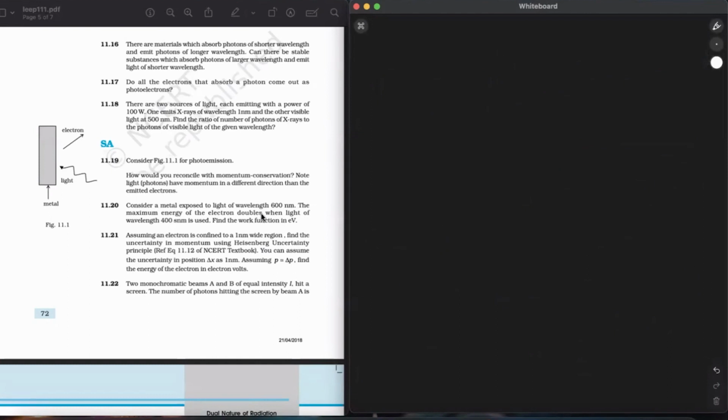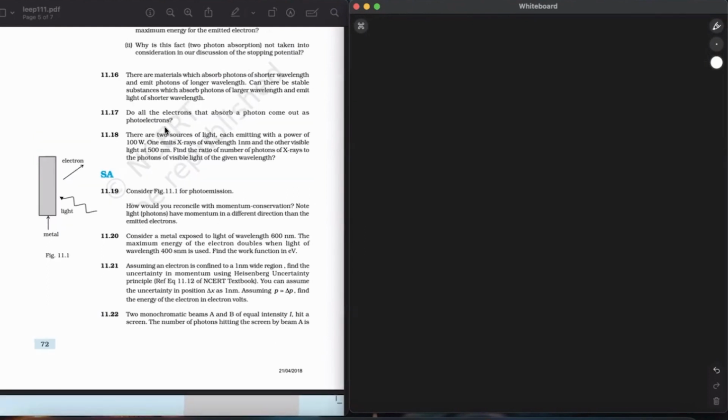Now let's see the next question. Question number 17. Basically, it is a short answer kind of question: do all the electrons that absorb a photon come out as photoelectrons? Okay, there is a very nice explanation for this.